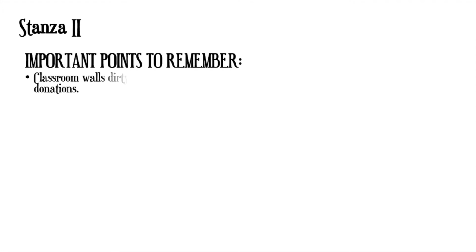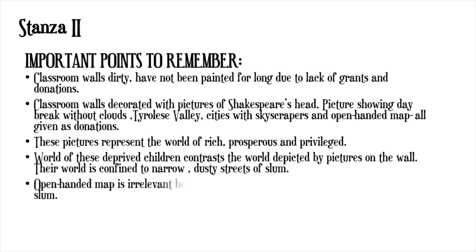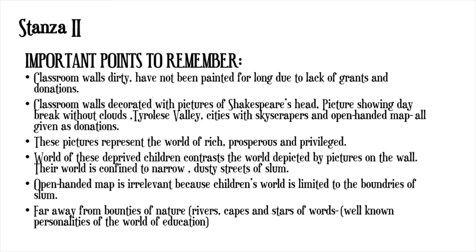So now let's come to the second stanza. The important points that you have to keep in mind are the classroom walls. They're very dirty. Why are they dirty? Because they've not been painted for a very long time, because the school has not received the grants or the donations that they would receive from either the government or the rich and philanthropic people.